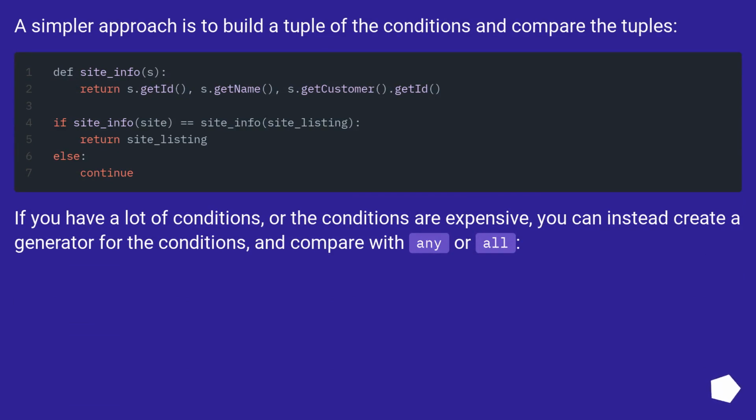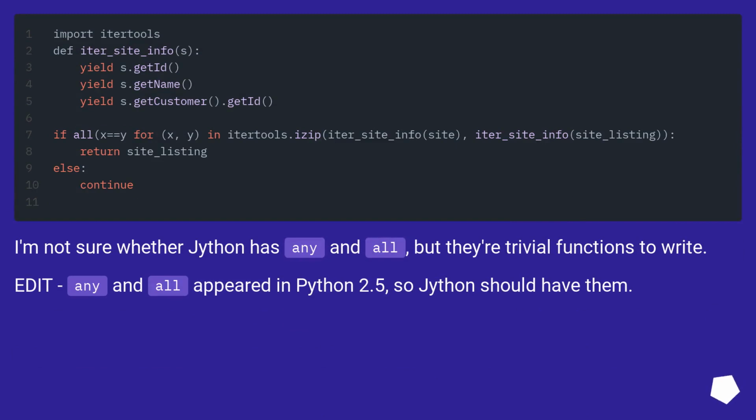If you have a lot of conditions, or the conditions are expensive, you can instead create a generator for the conditions, and compare with any or all. I'm not sure whether Python has any and all, but they're trivial functions to write. Edit: any and all appeared in Python 2.5, so Python should have them.